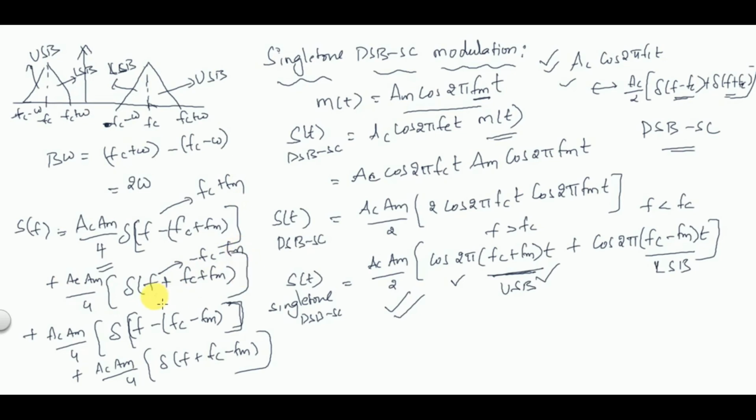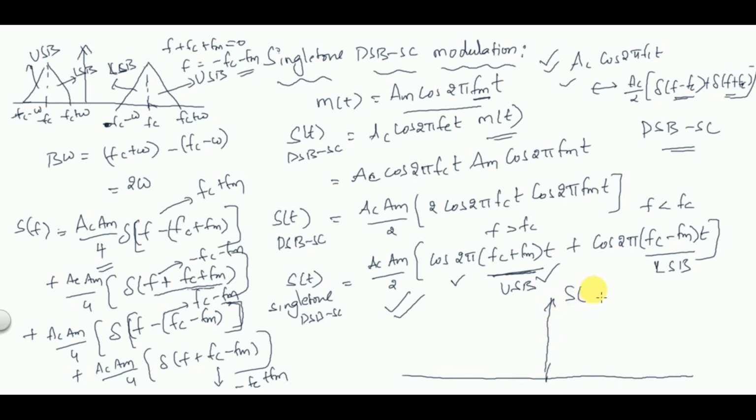Just equate the term in the brackets to 0. So f plus fc plus fm is equal to 0, so f is equal to minus fc minus fm. The impulse is at minus fc minus fm. This impulse is at fc minus fm, and the last impulse is at minus fc plus fm. So I am drawing the spectrum based on this.